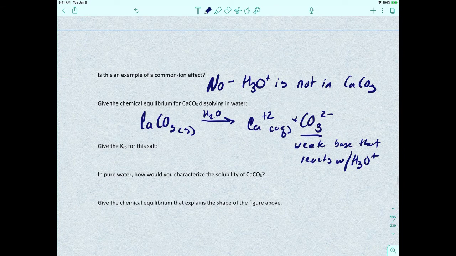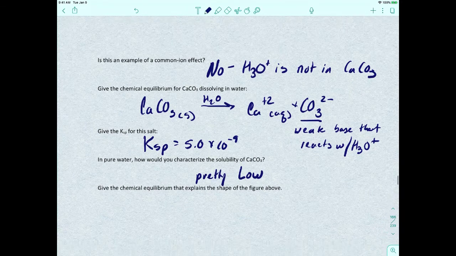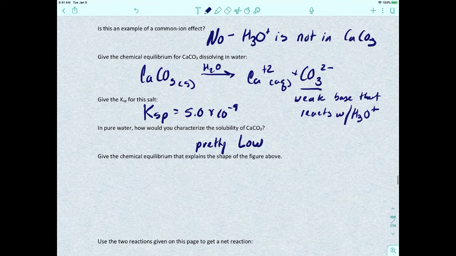And so if we look up the Ksp for this salt, Ksp would be about 5.0 times 10 to the minus 9. So in pure water, how would you characterize the solubility? Well, it's going to be pretty low. It's going to be really, really low.